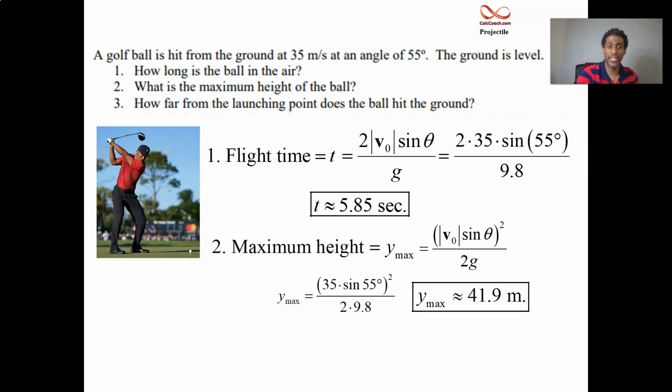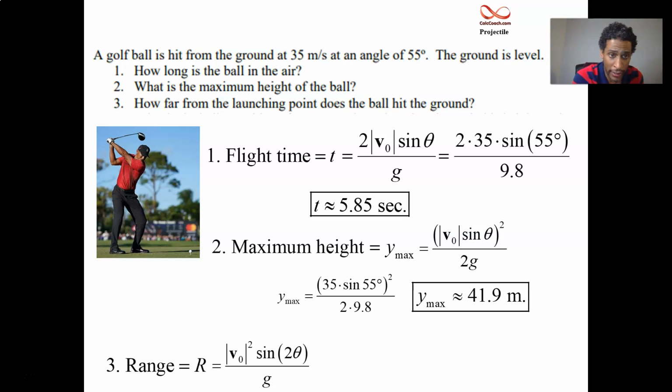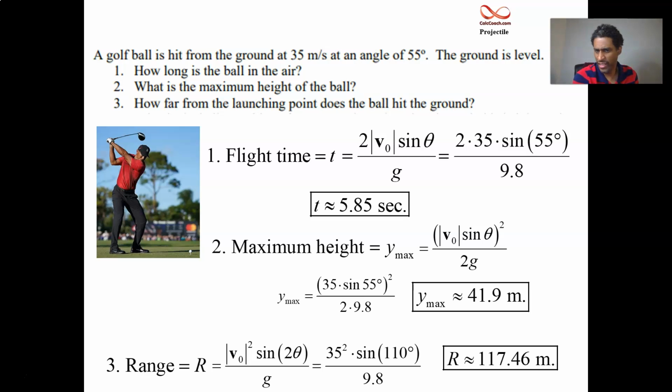And then finally, the horizontal range, the distance traveled horizontally by the ball, is found by this formula. And we can find out then the question, how far from the launching point does the ball hit the ground? By taking 35 squared, taking the sine of 110, and dividing that product by 9.8. We get a range of 117.46 meters. Okay, almost, it's more than 300 feet. Okay, just plug right in. Nothing wrong with that at all, if it so happens that you're launching from the ground. Okay, if you're not launching from the ground, then you can't use these formulas at all.